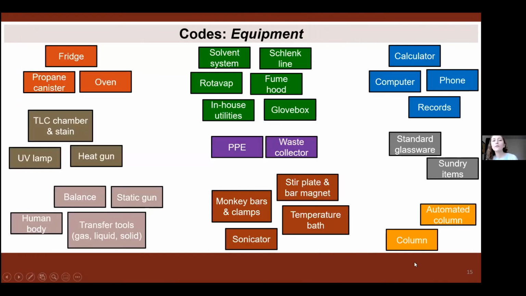So here is the overview of the codes in the equipment category. I've color coded them just to, not scientifically, but just to kind of help you get an overview. There are things like the shrink line, they used a heat gun, they used personal protective equipment.